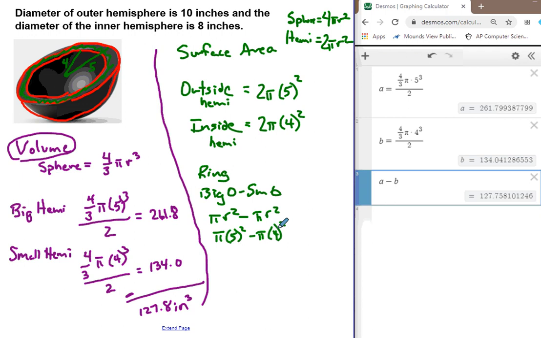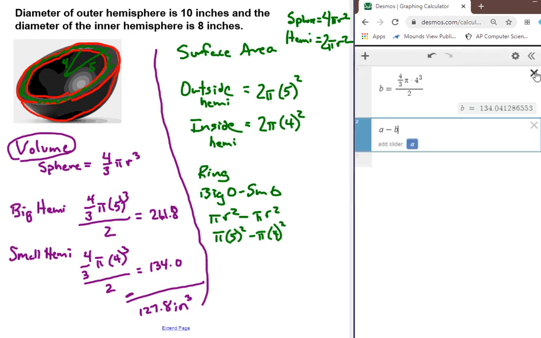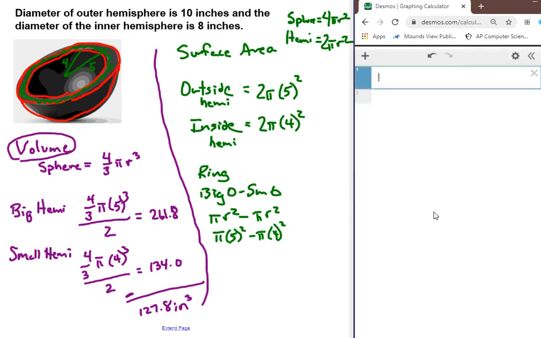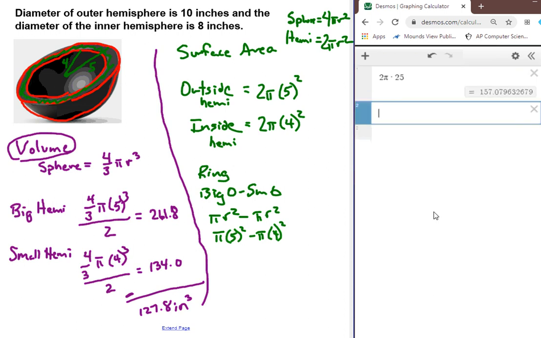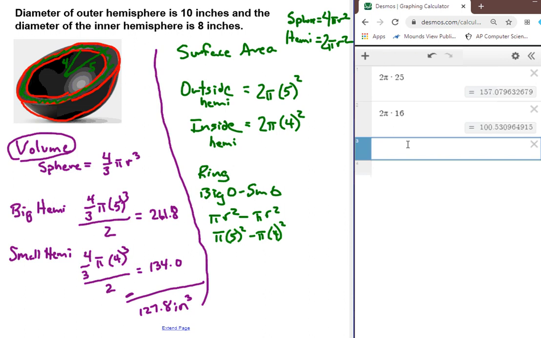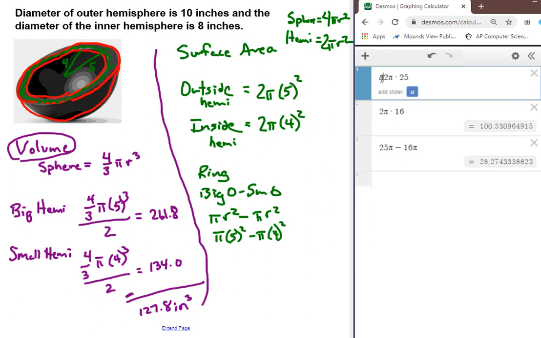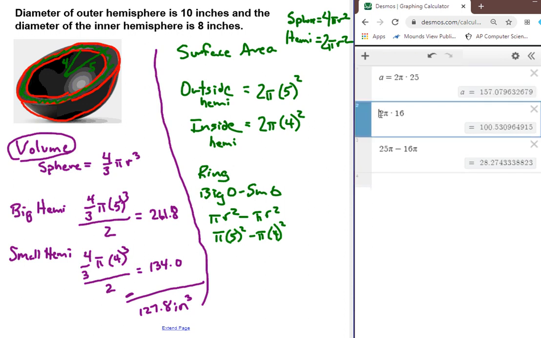And now I'm ready to start throwing those numbers in. I'm going to just kind of hit these X's, get rid of my old work, and here we go. The first one was 2 pi times, I can do 5 squared in my head, so 2 pi times 25. The next one is 2 pi times 4 squared, which is 16. And then this one is going to be 25 pi minus 16 pi. And I'm going to give these letters. So A equals, that's the outside, and B equals, that's the inside, and this is the ring.